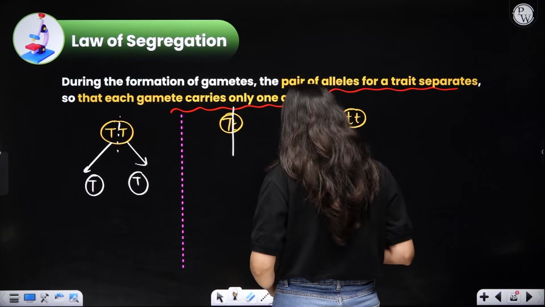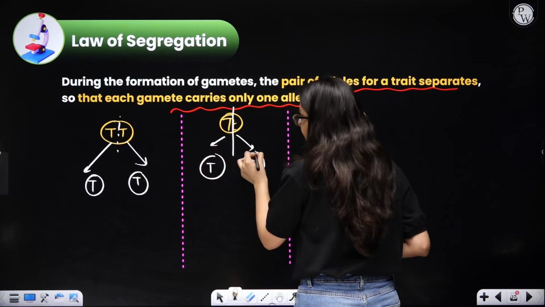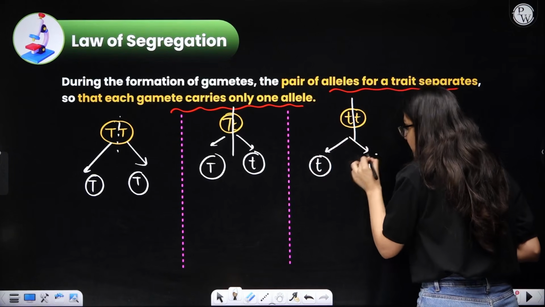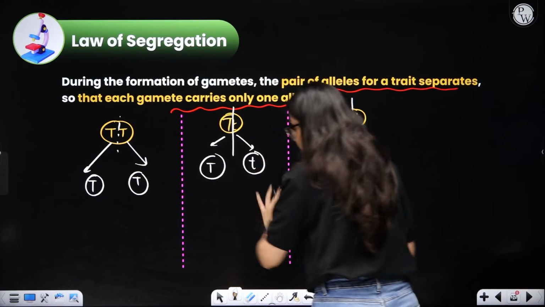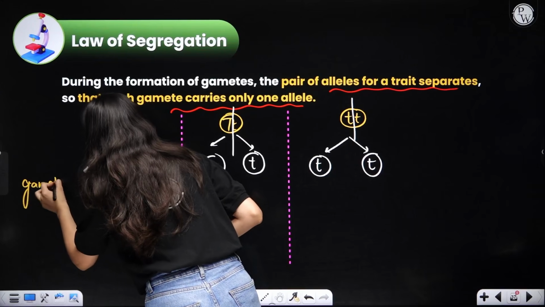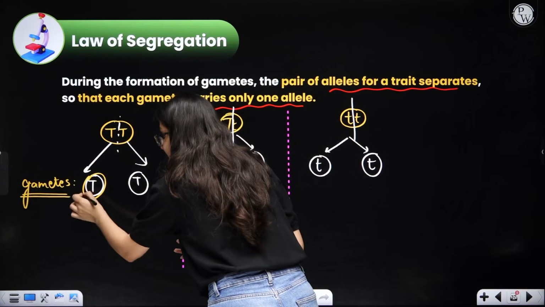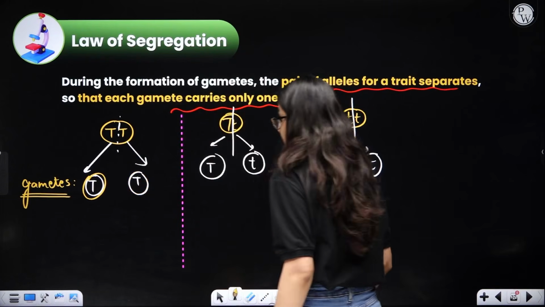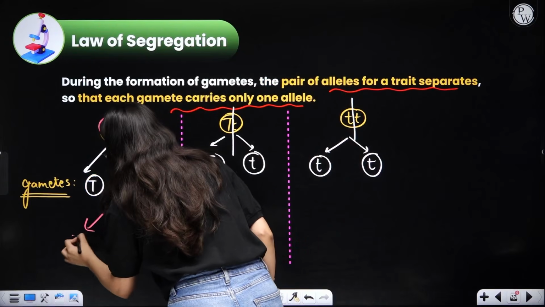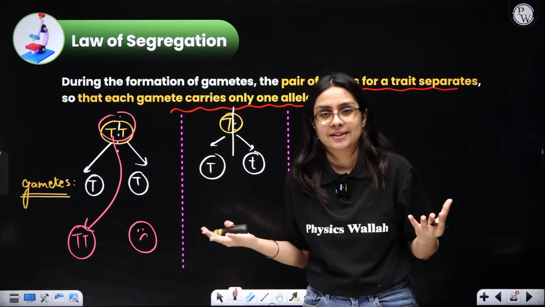Likewise, when they form the gamete, they will also separate. So capital T will be in one gamete and small t will be in the other gamete. Likewise, small t will be in one gamete and the other small t will be in the other gamete. So whenever gamete formation takes place, both of the alleles will separate and each gamete will have only one allele. Each gamete has only one allele, right? That is what it is meant to convey. It is not possible that when gamete formation takes place both the alleles come in one particular gamete and the other gamete remains alleleless. That is not possible.